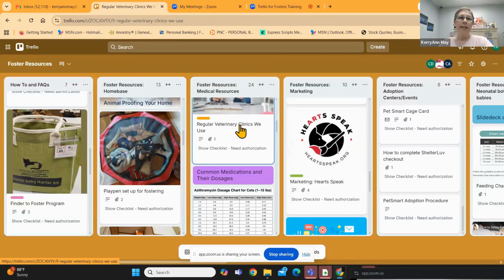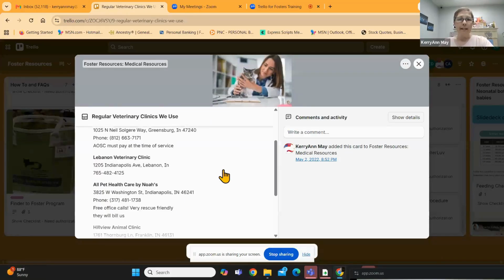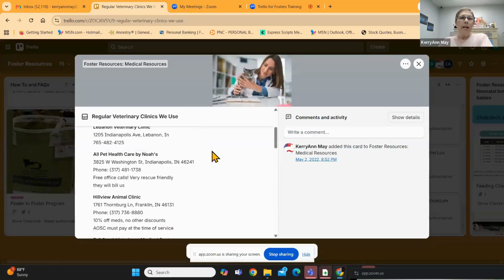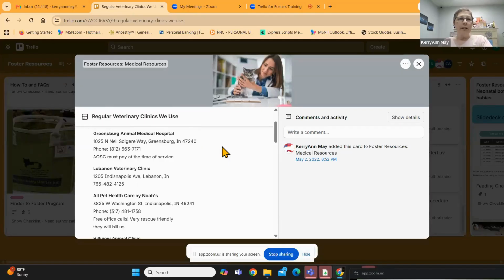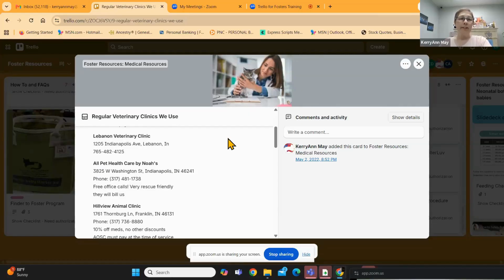We do have other veterinary clinics that we use on a regular basis. Let me pop that open real quick. And so they're all over. And so we have the Greensburg one. Lebanon, we use a lot for amputations and enucleations, really specialized stuff that normally we can get a very fair price on for a rescue, because the veterinarian that owns it used to be the medical director for Indy Humane. So she's super rescue friendly. And so we will make that trek over there for major medical stuff.